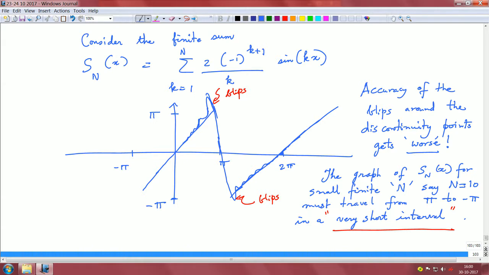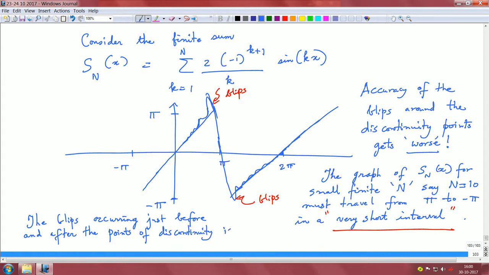So, this is something like, imagine you have a very small orifice and you just have to go through that point of discontinuity, right. So, the blips occurring just before and after the points of discontinuity are called Gibbs effect.